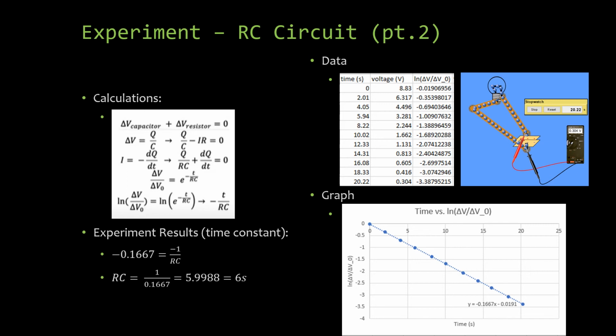Here are my calculations that I used to find the time constant of a time-dependent voltage across a discharging capacitor. We started with the energy conservation equation to derive the final equation: the natural log of the voltage difference over the initial voltage difference is equal to negative time over the time constant. I found my data through the simulation.